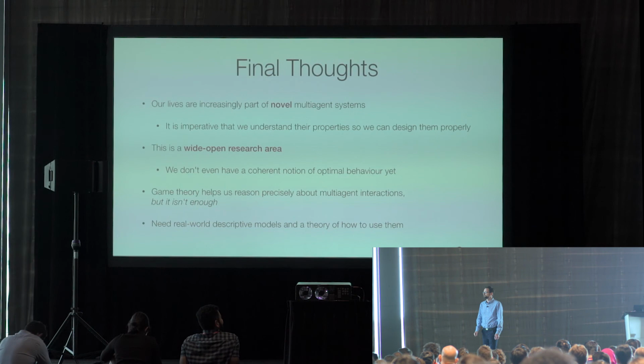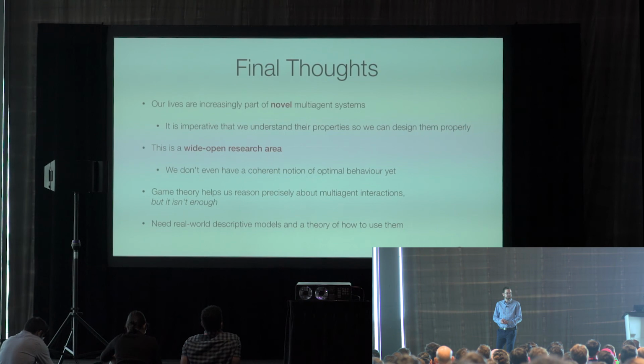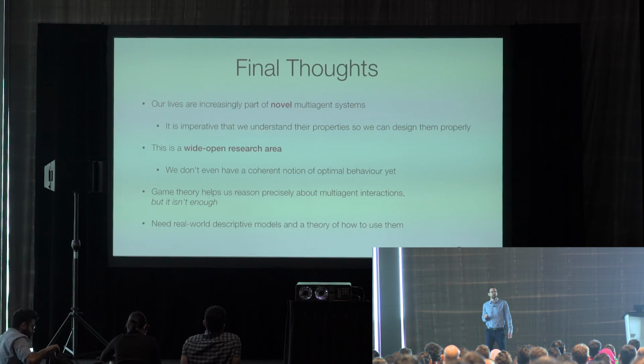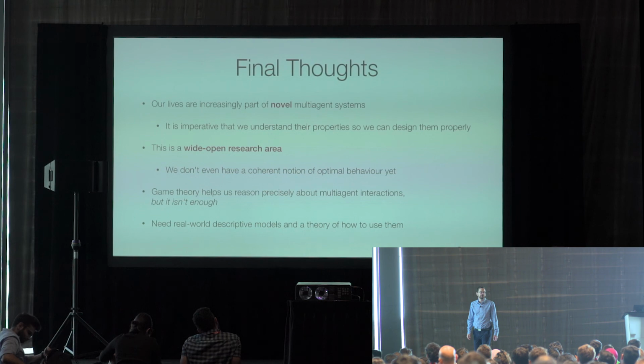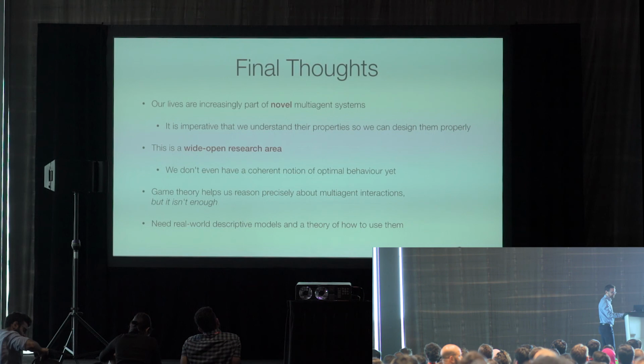But it's not enough. We need to know descriptively how people and software agents are going to respond in a multi-agent system if we're going to know how to interact with it productively. That's related to the part where we don't know what optimal behavior is. In this world where we don't know what optimal behavior is just for its own sake, the next best thing we can do is to have a good belief about how other people are going to act so that we can act productively with them. Okay? All right. Thanks very much.